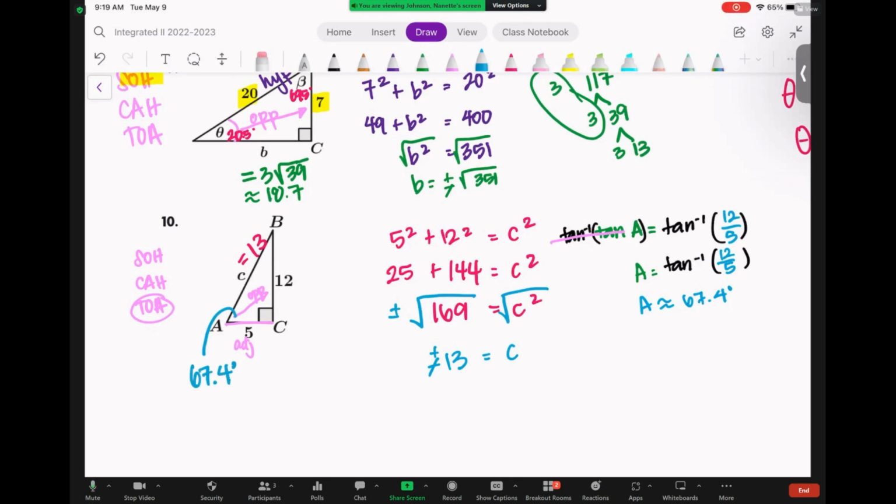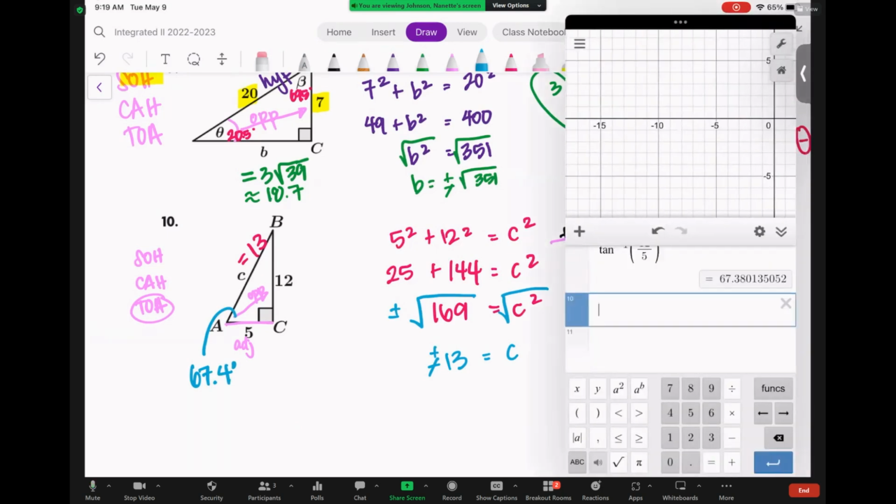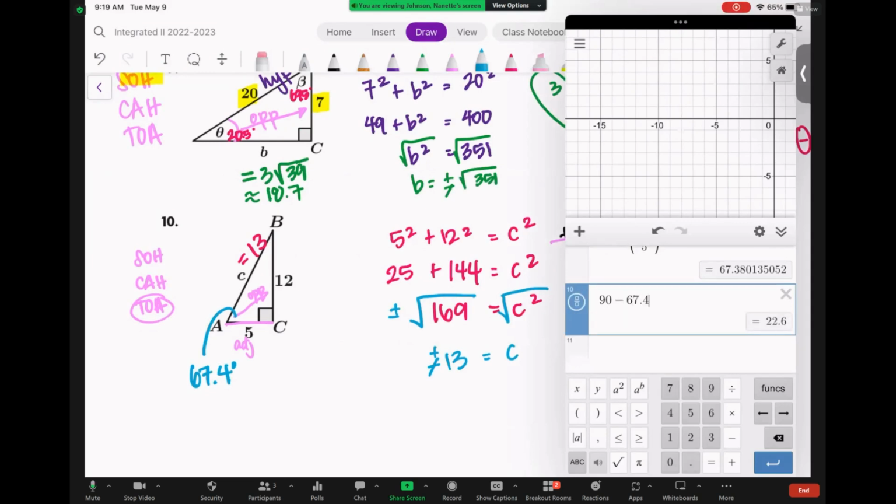67.4 degrees. All right. And then to find the other one, I'm just going to subtract it from 90. So 90 minus 67.4 degrees is 22.6 degrees. And therefore, I found my answer.